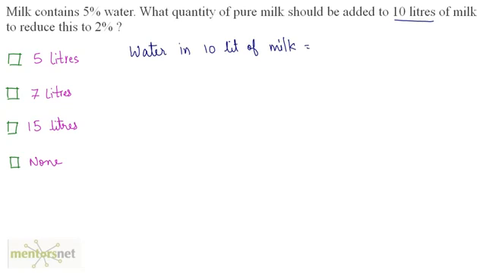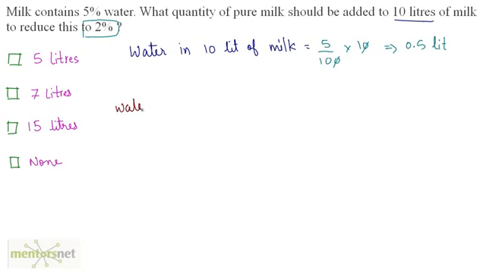So water in 10 liters of milk is equal to 5% of it. So 5 upon 100 times 10, and that is equal to 0.5 liters of water. Now we have been given the required percentage of water in milk, which is 2%. So let's write that expression. The required percentage of water in milk is 2%.